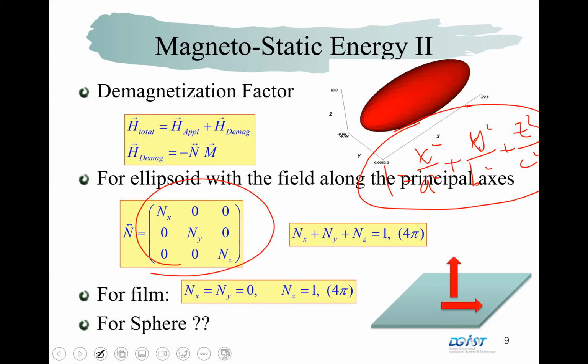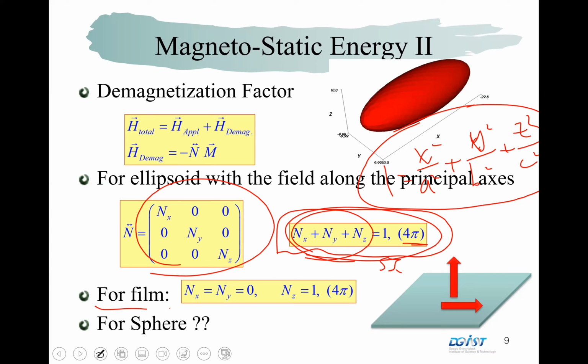And for example, by the way, there is a very important mathematical conclusion. The sum of the diagonal elements Nx, Ny, and Nz must be 1 for the SI unit. But in a CGS unit, it gives 4 pi. This is a different definition, but mathematically they are identical.